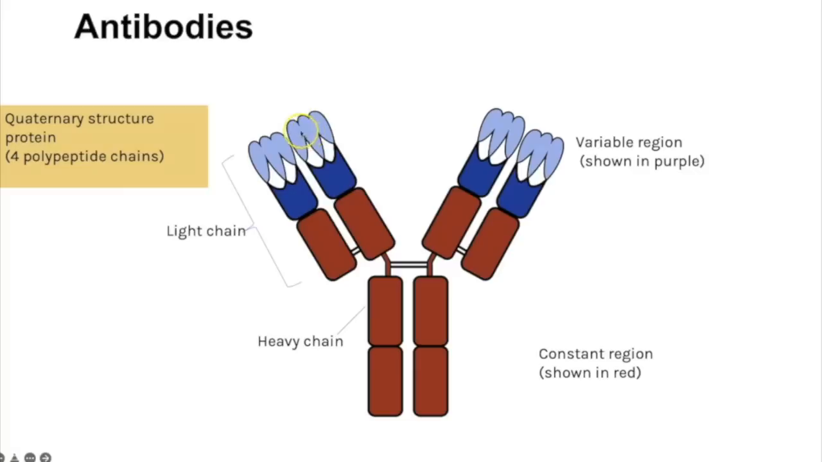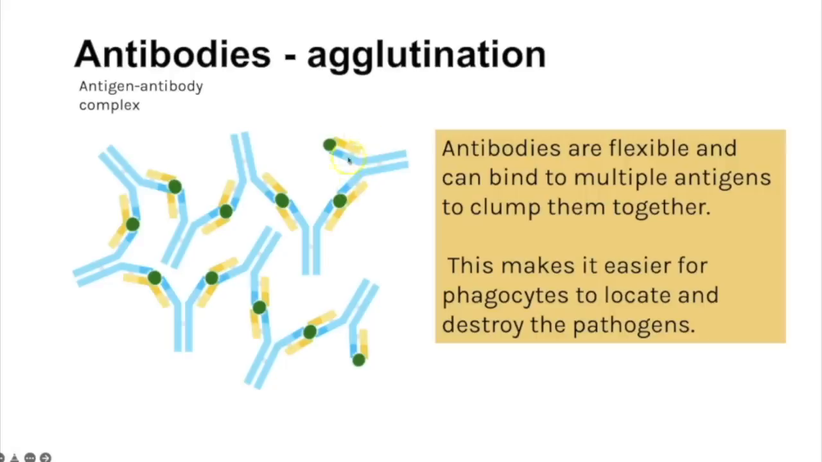We can then see we have one longer chain, which is heavier, so we call it the heavy chain, and we have a shorter chain, which is called the light chain. And this bit here where it is variable, as we said, that is the antigen binding site. Now those antibodies are actually flexible, and that enables an antibody to bind to multiple antigens.